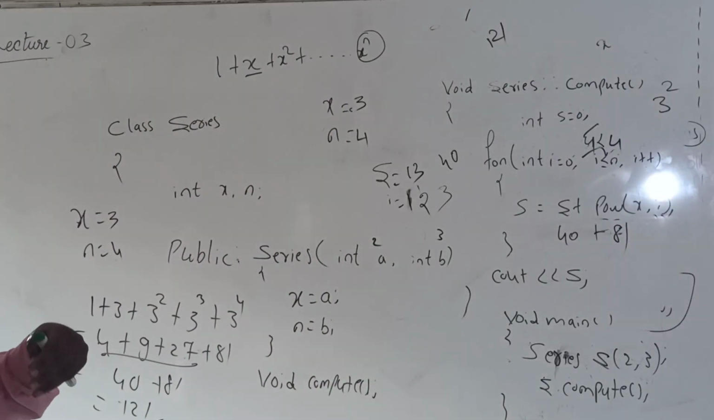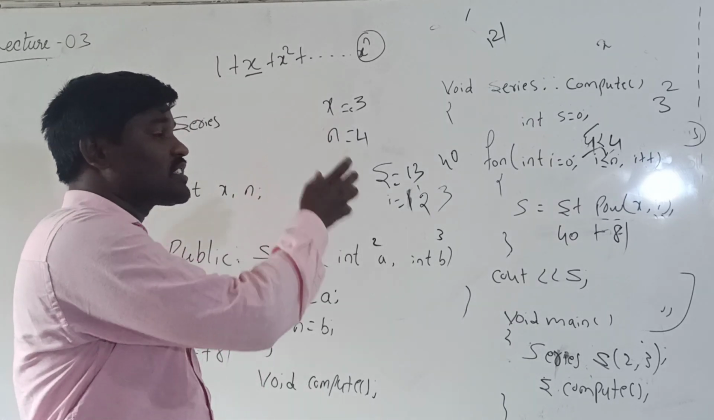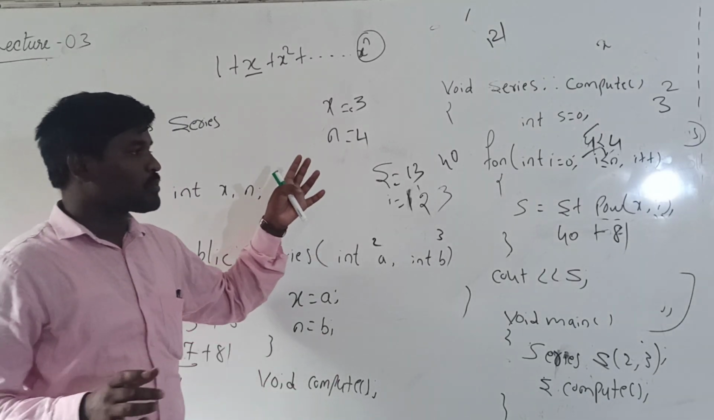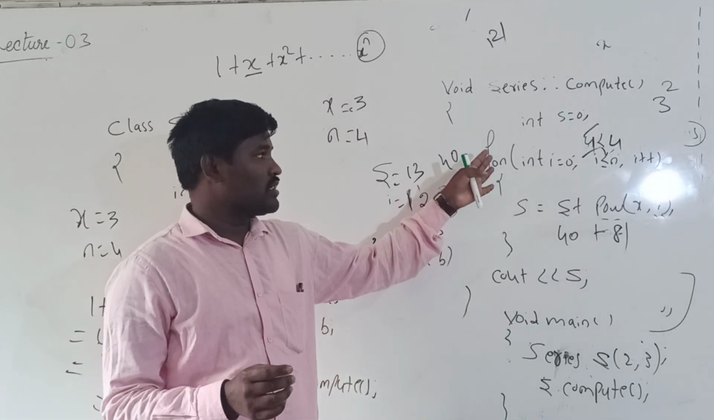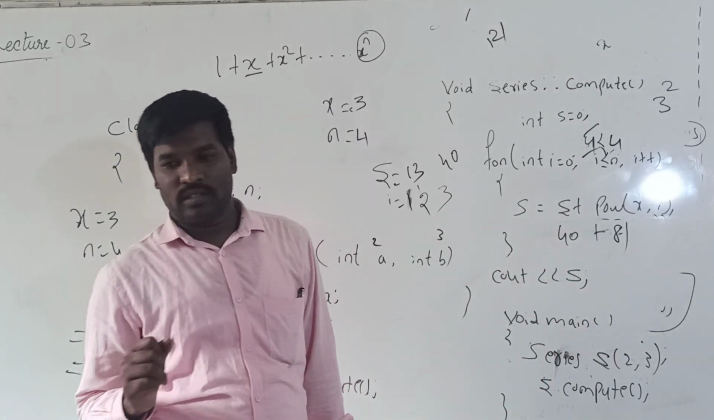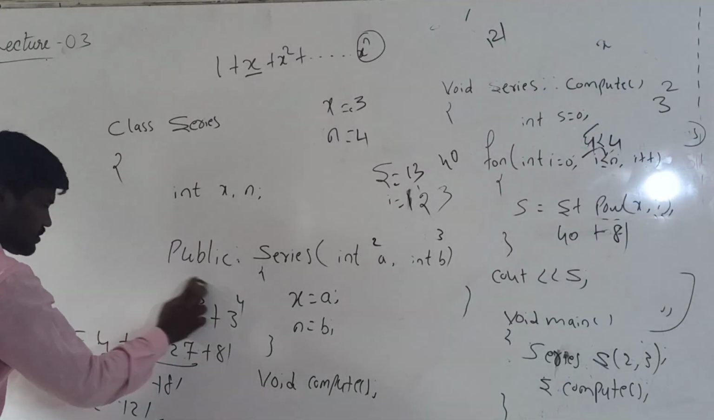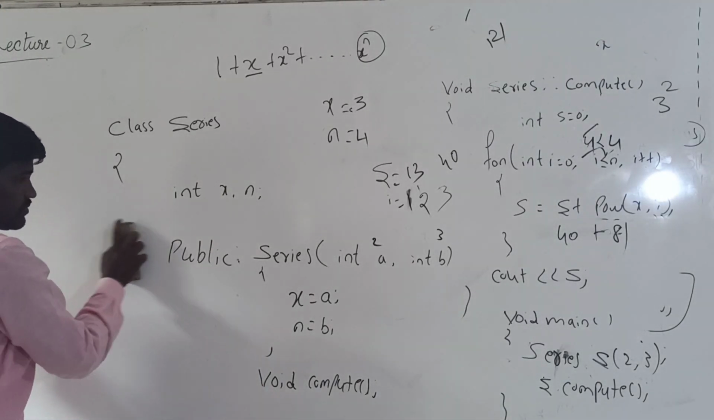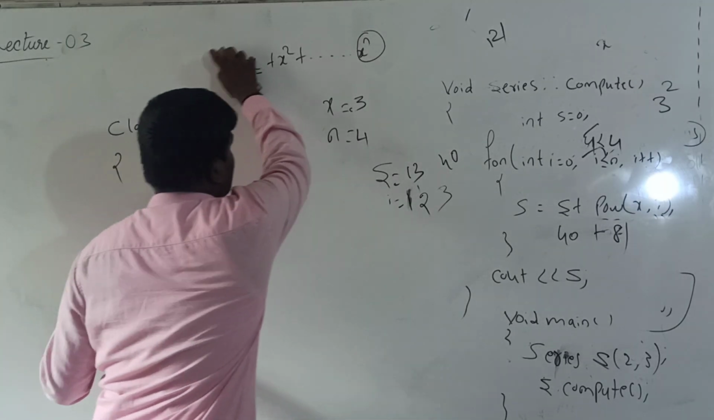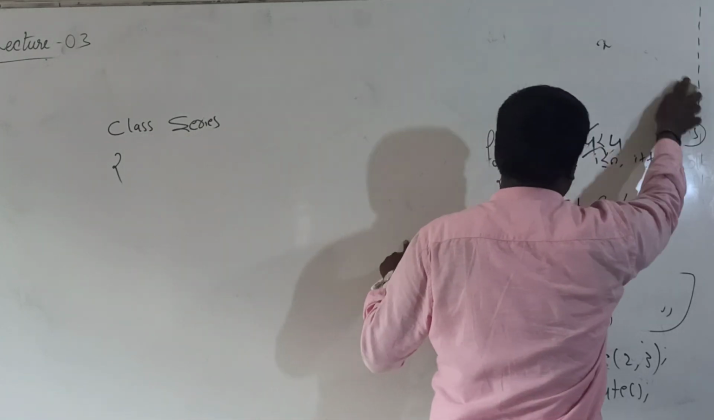Okay, and you can take different input values as x and n, and you can trace the program. So then only you will get the complete idea: how the program will execute, how this loop will execute, how the powers will be calculated. Okay, so there are n number of programs for parameterized constructor.